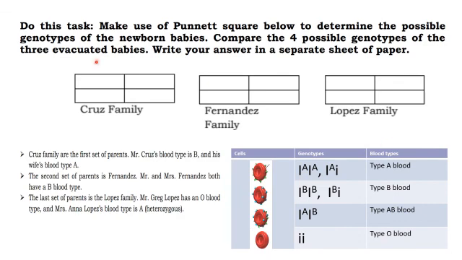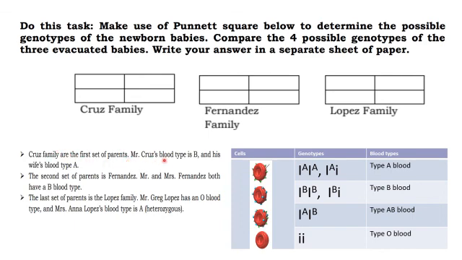What you're going to do is this task. Make use of the Punnett square below to determine the possible genotypes of the newborn babies. Compare the 4 possible genotypes to the 3 evacuated babies. Write your answer on a separate sheet of paper. So these are our clues. These are the Punnett squares that we're going to use to identify the parents of those babies based on their blood types. Okay, first is the Cruz family.